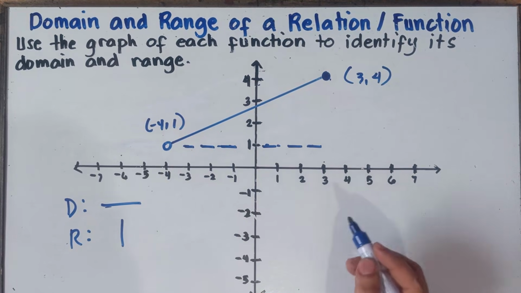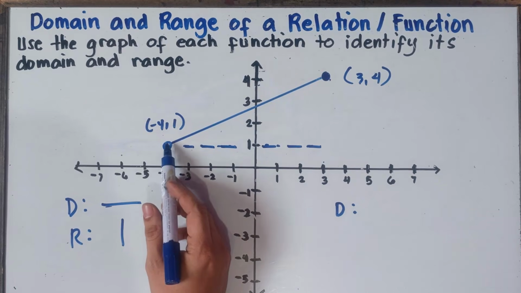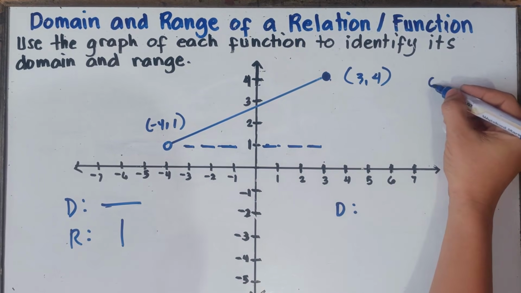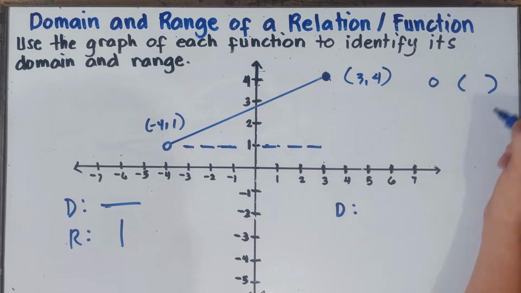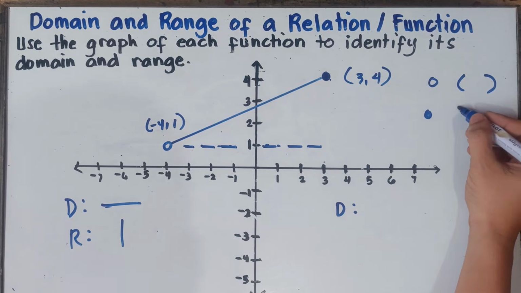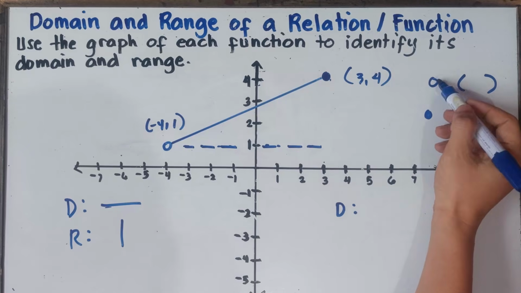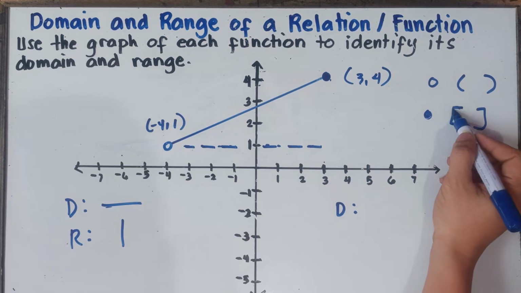So once again, our answer for the domain starts from -4. Once we have an open circle, meaning not included, you will use parentheses. And if it's a closed circle, you will use a bracket. Remember that, class, for interval notation: an open circle always uses parentheses, and a closed circle always uses brackets.